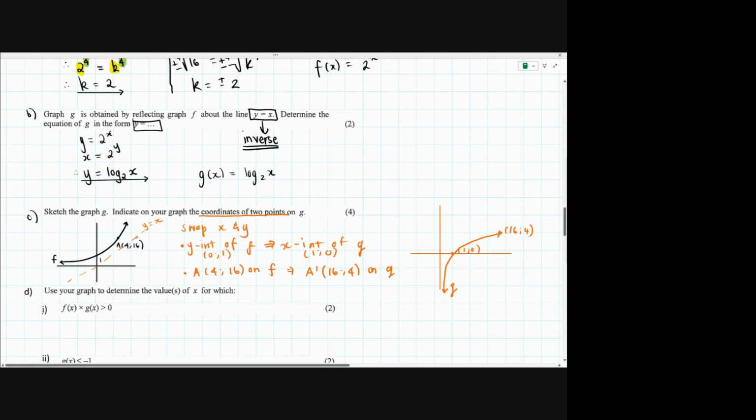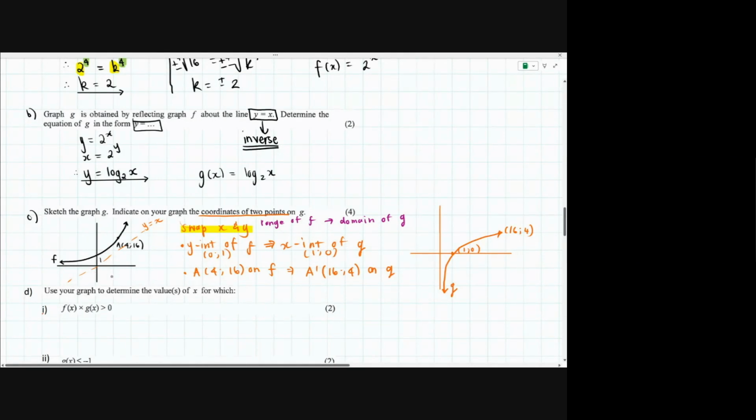You can see if we now compare the original and the graph I've just drawn, you can see that mirror image over the line. But it's just so important to remember this idea of swapping those coordinates, swapping x and y, swapping your x-intercepts, etc. Guys, this means everything swaps. So your range, for example, of f would become your domain of g and vice versa.